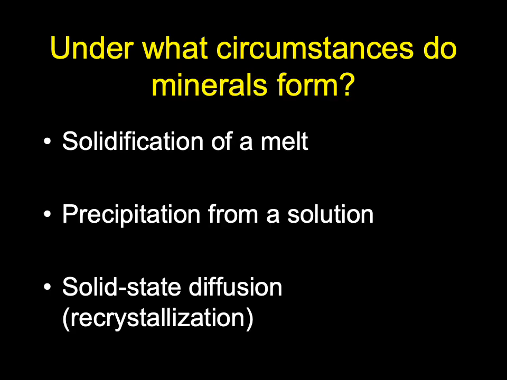So how do we get minerals to form? There's three main ways that we can get minerals to form in a natural situation, and I'm going to give you examples of each of these. The first one here is solidification of a melt. So you have something that is in liquid form, and then you change the temperature of that liquid, and you actually can create a solid from that fluid.